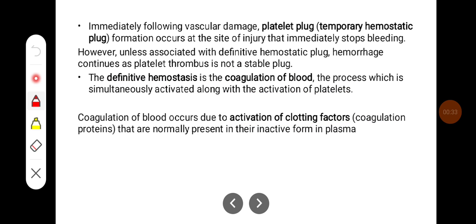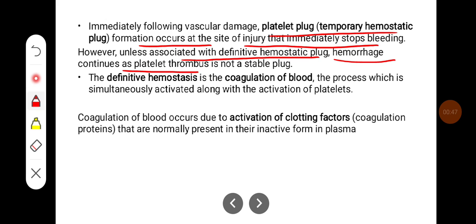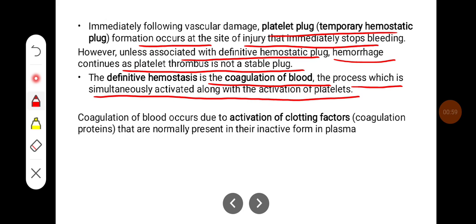Immediately following vascular damage, platelet plug, that is temporary hemostatic plug formation, occurs at the site of injury that immediately stops bleeding. However, unless associated with the definitive hemostatic plug, hemorrhage continues as platelet thrombosis is not a stable plug. The definitive hemostasis is the coagulation of the blood, the process which is simultaneously activated along with activation of platelets.